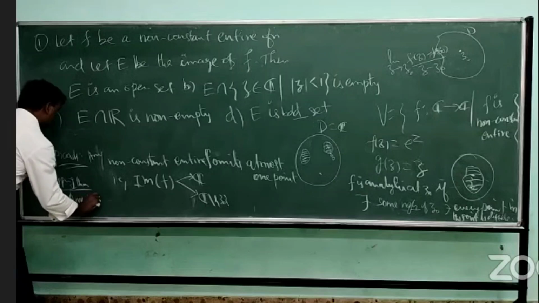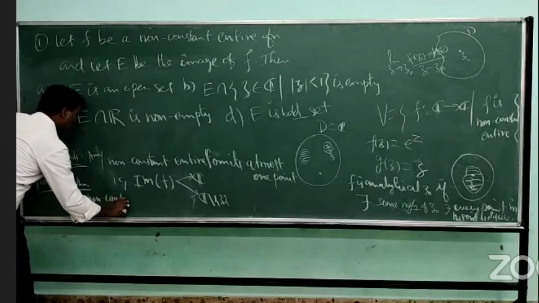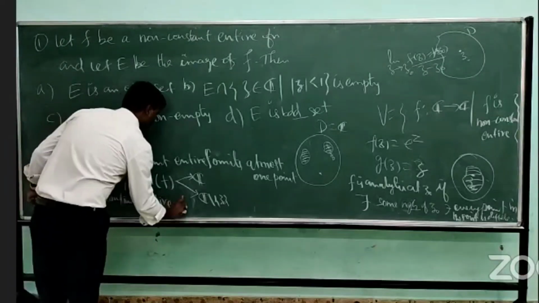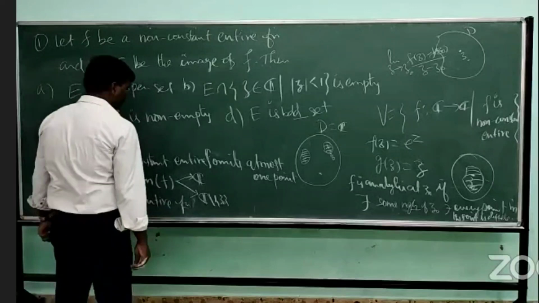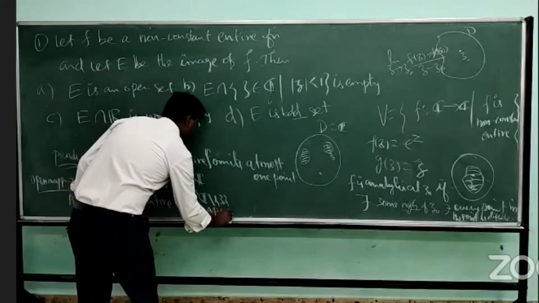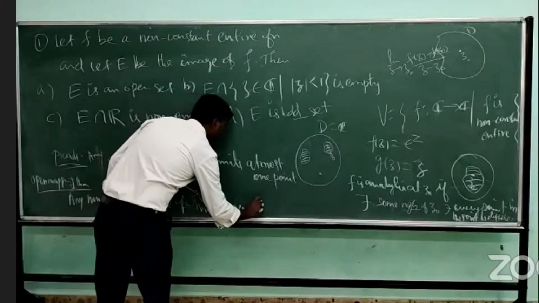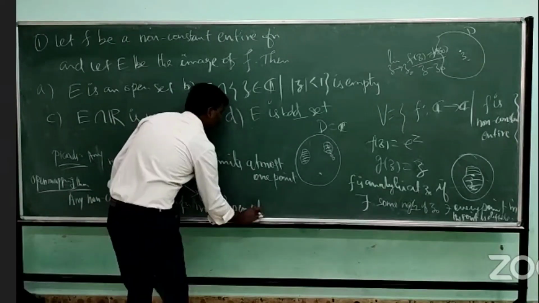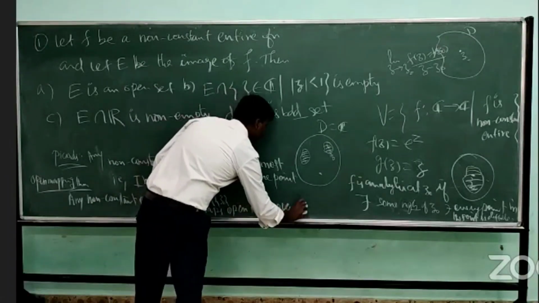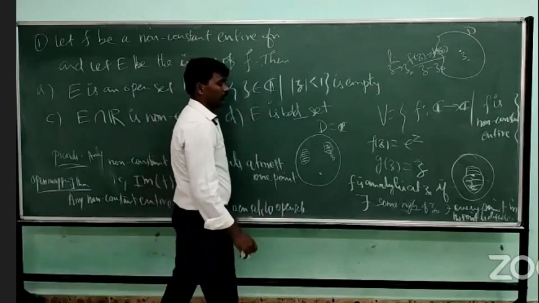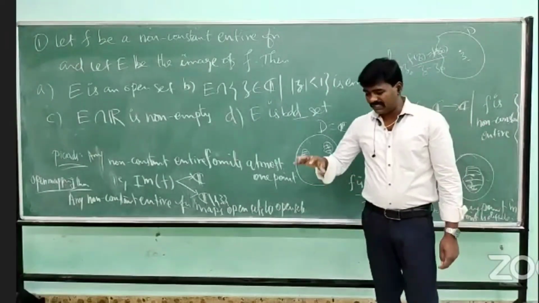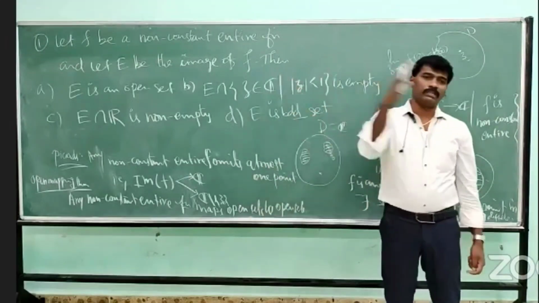Any non-constant entire function maps open sets to open sets. That's it. Only two theorems are enough. Open mapping theorem means if it is non-constant, it carries an open set to an open set.